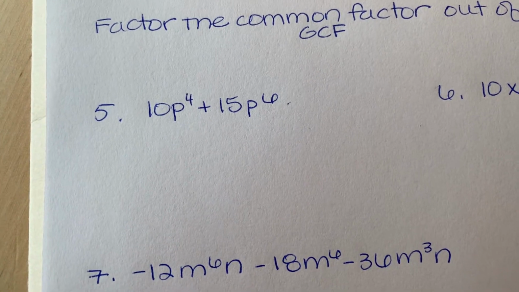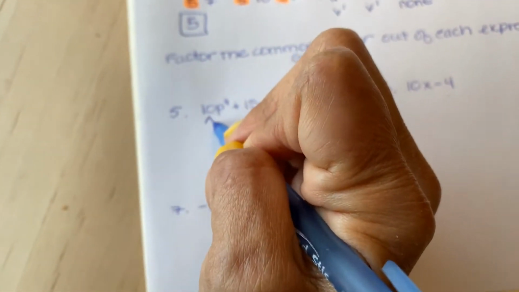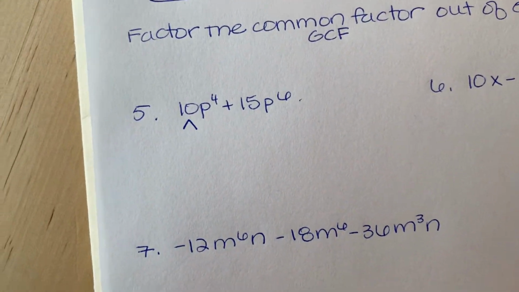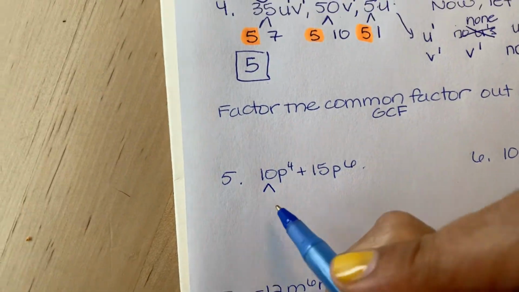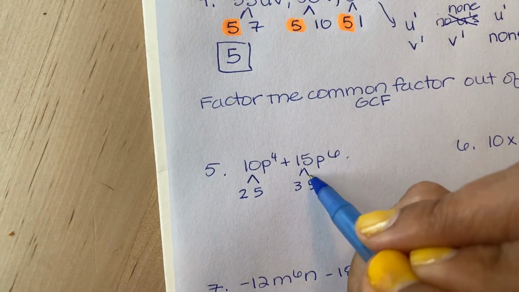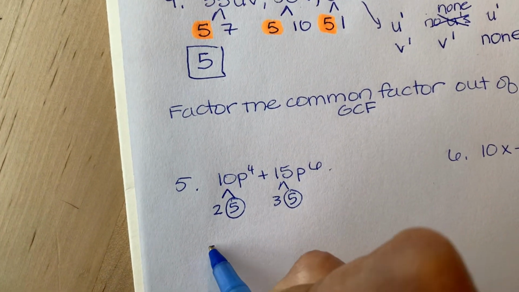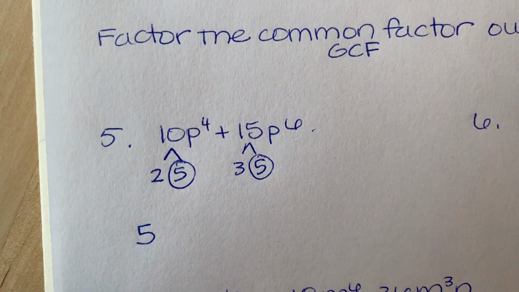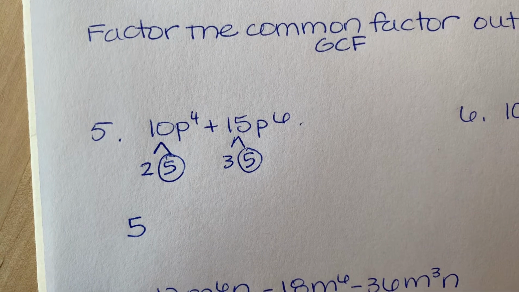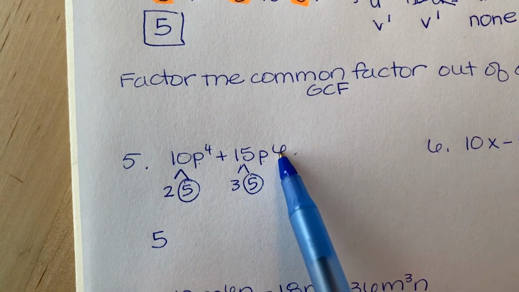All right, you have 10 and 15. So 10 can be broken into 2 and 5. 15, 3 and 5. So 5 is my greatest common factor. So I'm going to pull that 5 out, right? So now let's look at our bases. I have p to the 4, p to the 6.